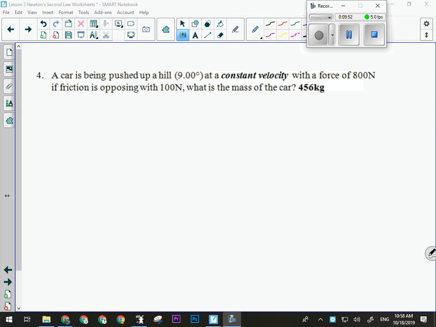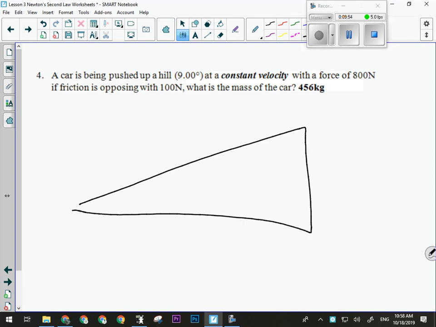What we have is the car sitting on the ramp. We know the ramp is angled at 9 degrees. We don't know its mass, but here's what we do know. It's being pushed up the ramp at a constant velocity with a force of 800 newtons. So there's 800 newtons up the ramp. How many newtons are down the ramp then? 800. This thing doesn't move at a constant velocity unless the force up and the force down cancel each other out completely and make a net force of 0. That's what we have to realize. If it says constant velocity, all the forces add up to 0.